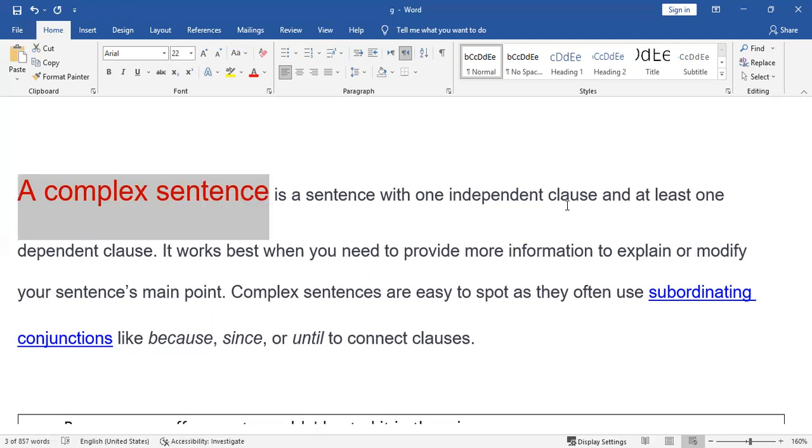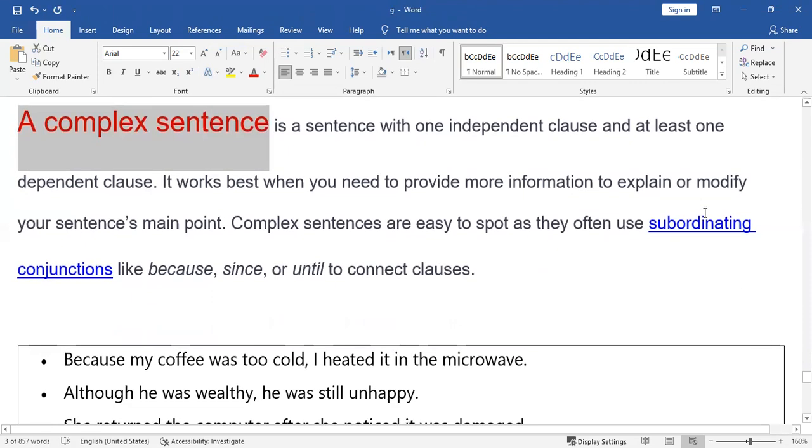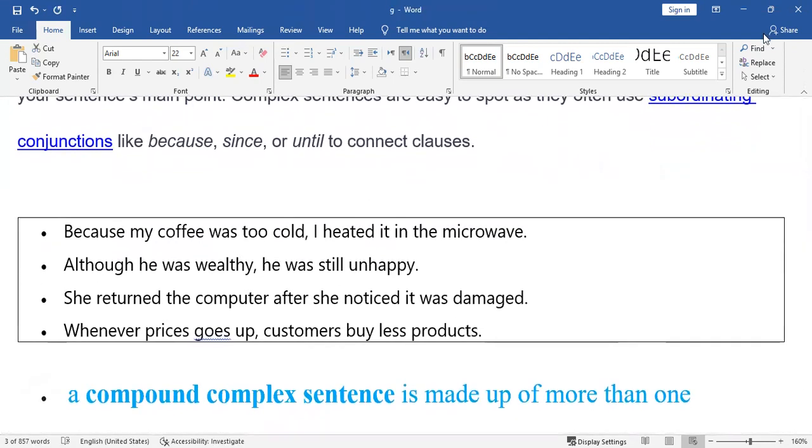يبقى أنا عندي main point هي دي اللي أنا بعمل منها الإيه؟ الاندبندنت كلوز. تمام. بعد كده عايز اضيف معلومات عن الاندبندنت كلوز، ممكن اضيف subordinate clauses، او اللي بنسميها dependent clauses علشان اضيف معلومات اضافيه. Complex sentences are easy to spot as they often use subordinating conjunctions. غالبا بيبقى فيهم subordinating conjunctions like because, since, until, to connect clauses. Okay. يبقى برضو هيبقى فيها المرة دي بقى subordinating conjunction.